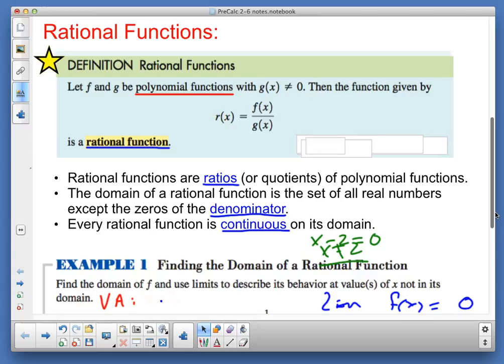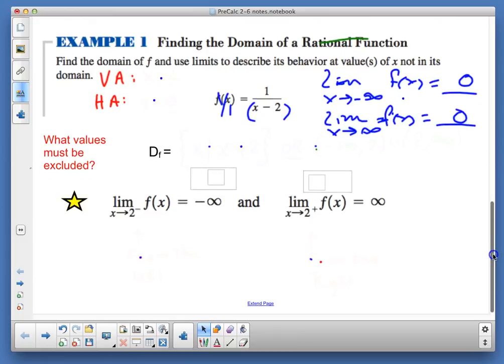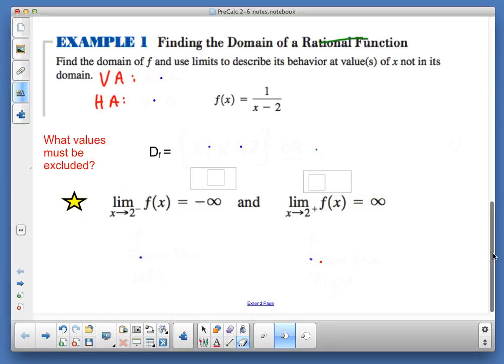Now, your rational function is continuous along its domain, because we kick out the areas where it's not. Every rational function is continuous on its domain. I have no idea what that's there for. But when we're finding stuff today, we'll talk about this limit in a second. Let's look at this and see what's going on.